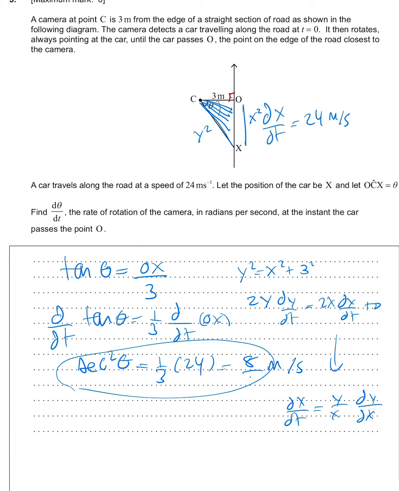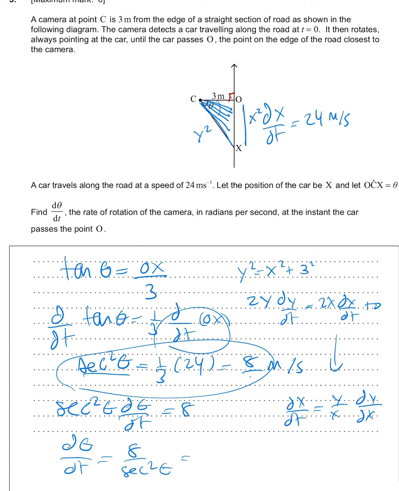Okay, so that was not correct, because I didn't derive it properly. This would be correct if I was deriving with respect to theta, but I'm not. I'm deriving with respect to t. This was derived with respect to t. This should be secant squared of theta, d theta/dt equals 8. So d theta/dt equals 8 divided by secant squared of theta, which is 8 cosine squared of theta.